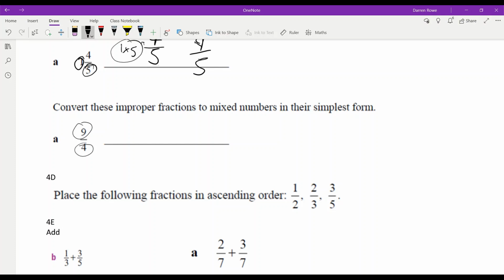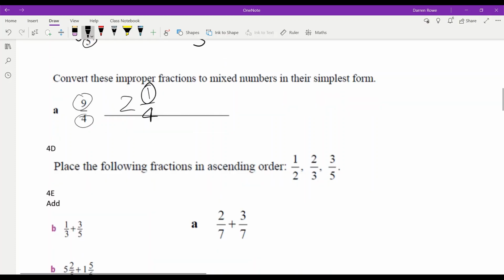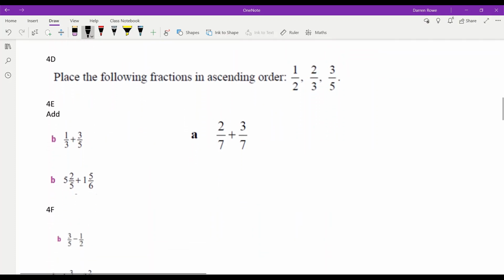That's not really good for you because it's a fraction. So you can see how many 4s go into 8. Well, there's 2, because 2 times 4 is 8, and then the leftover between 8 and 9 is 1, so 2 1/4. So there's 1 piece left over and the denominator stays the same.